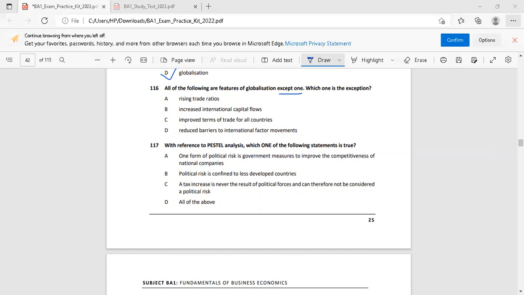Okay. Rising trade ratio is correct, because the percentage of international trade to the national income has increased. So rising trade ratio is correct. Increased international capital flows, mobility of capital and labor. We see that that is also a correct thing. Improved terms of trade for all countries.